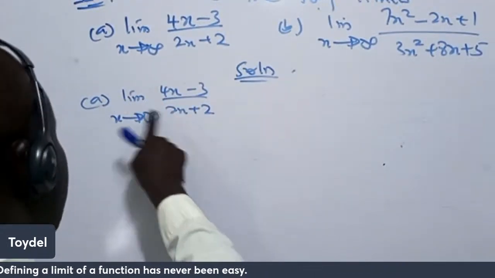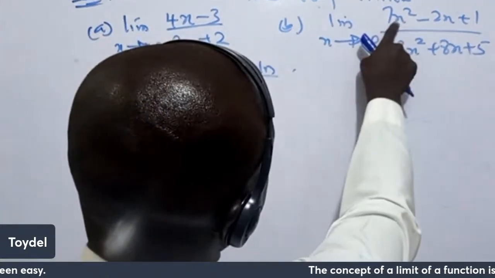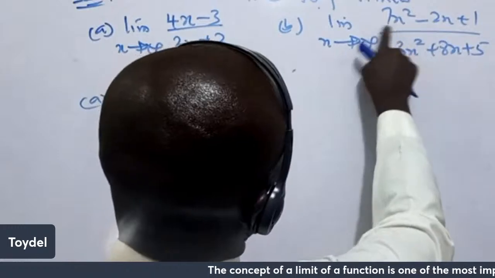The denominator is also linear, so we divide through by x. In this second example, we have a quadratic, x squared, so we divide through by x squared here.